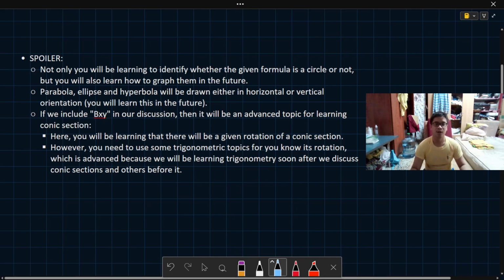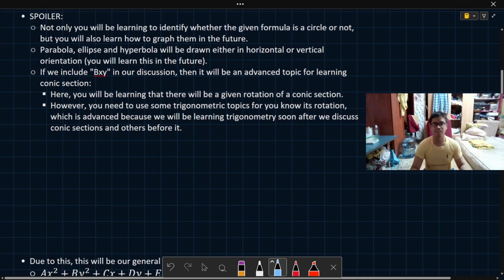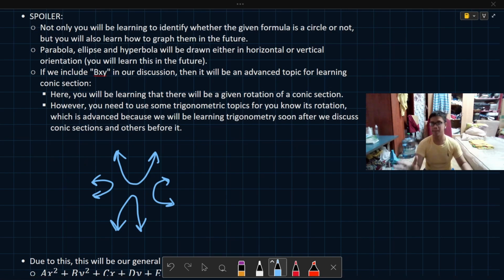For example, let's say I have a parabola. I told you that in the future, you will learn how to draw the parabola, ellipse, and hyperbola in either horizontal or vertical orientation. So for the parabola, you will learn how to draw it facing upward or downward, or maybe to the right, or maybe to the left. You'll be learning how to draw them.